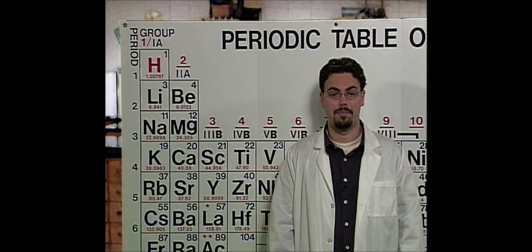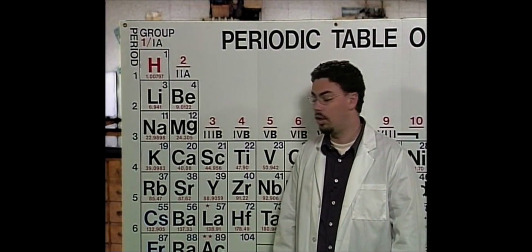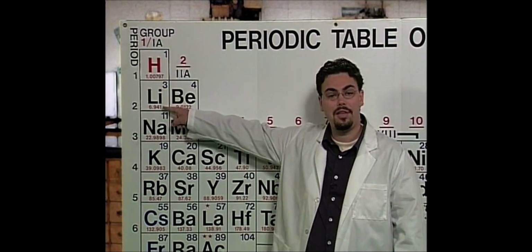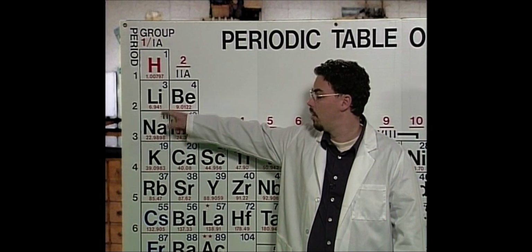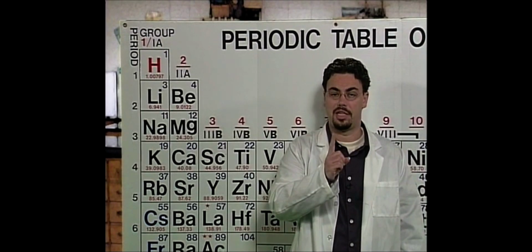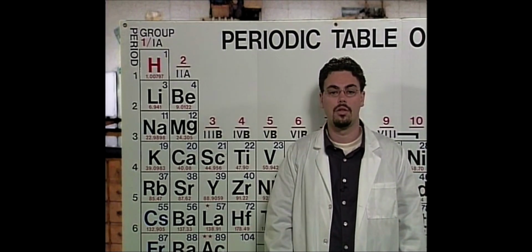Now, we will try lithium. First, we look on the periodic table and see that lithium is a member of the alkali metals, group 1, which means it gets 1 valence electron. So, we put 1 dot next to the symbol. Pretty simple, don't you think?